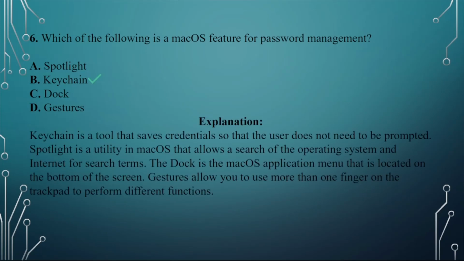Keychain is a tool that saves credentials so the user does not need to be prompted. Spotlight is a utility in macOS that allows a search of the operating system and internet for search terms. The dock is a macOS application menu that is located at the bottom of the screen. Gestures allows you to use more than one finger on the trackpad to perform different functions. So remember, Keychain is the tool that saves your passwords so you won't be prompted for them to be typed in again.